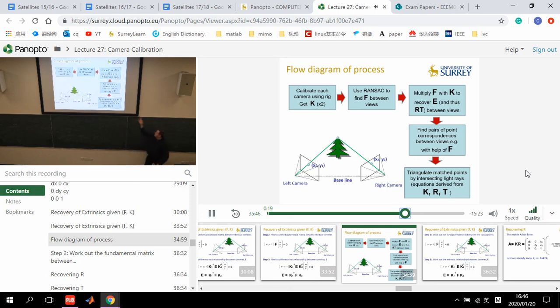You then recover your E by performing the maths from a couple of slides ago, basically pre-multiplying and post-multiplying by your K for each camera. And then having got your E, you're able to do whatever else you want to do.